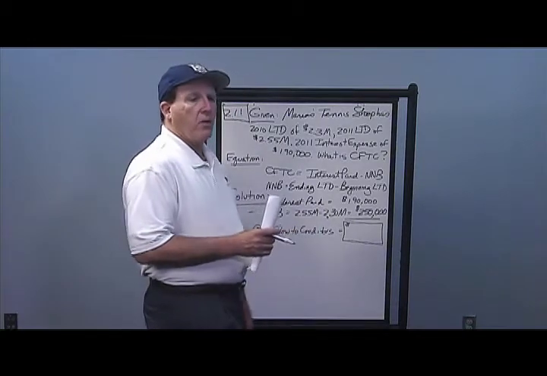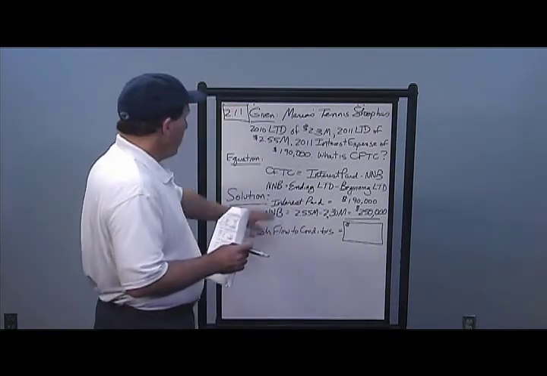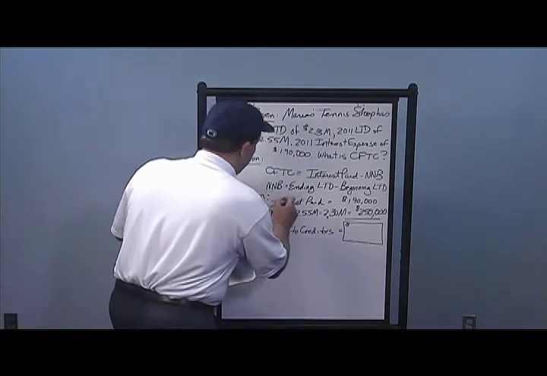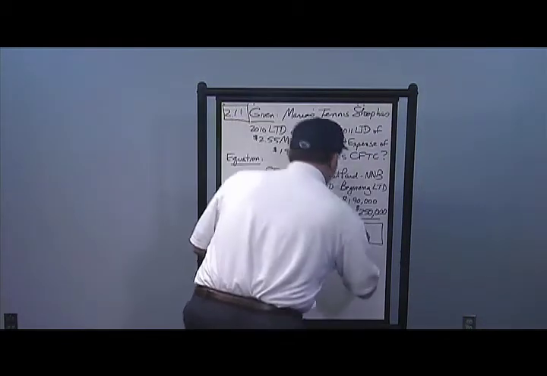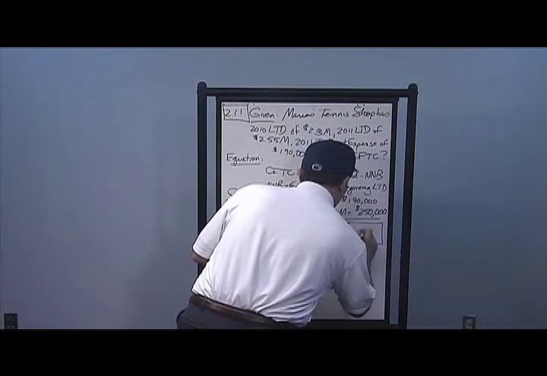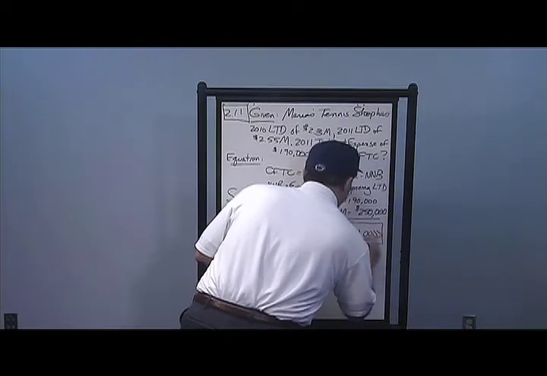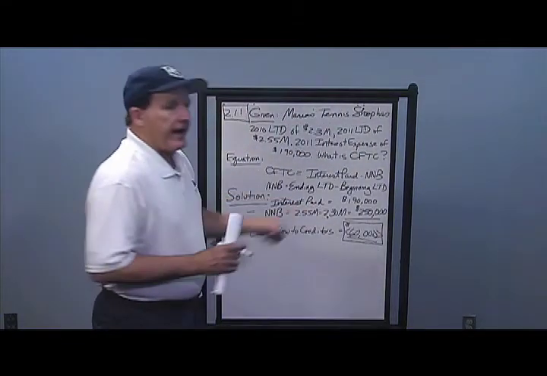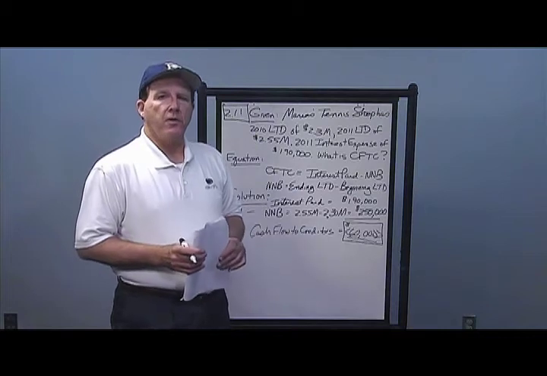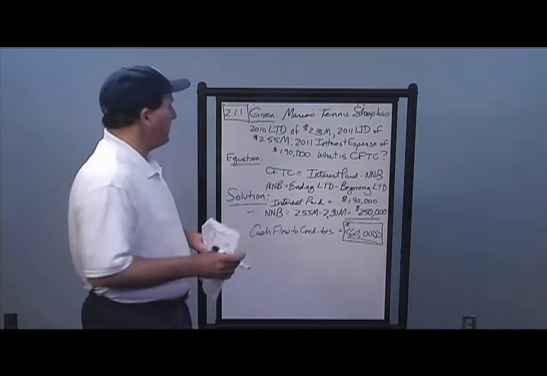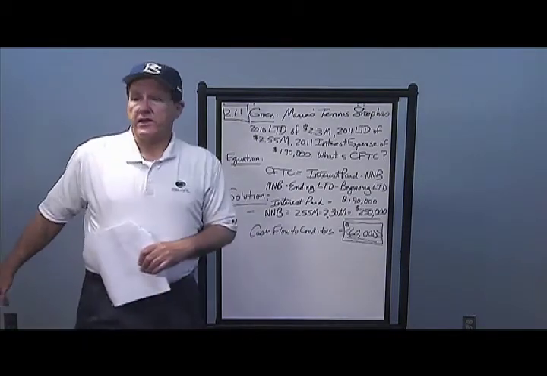That was given. So what is their cash flow to creditors? Interest paid minus net new borrowing. I get an answer of negative $60,000. And remember, save that answer. We're going to use it in problem number 13. So the answer to problem number 11, CFTC, is negative $60,000.